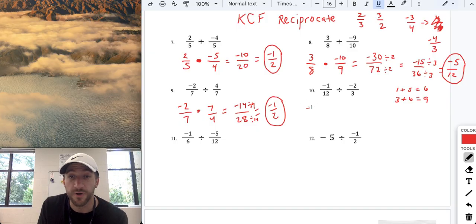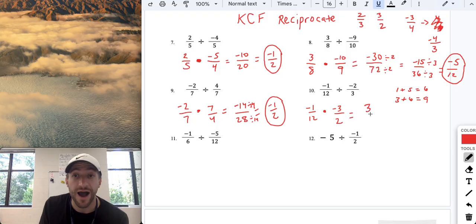Next one, I'm going to rewrite it as a multiplication problem. Negative 1/12. Keep it the same. Division becomes multiplication, and then flip the second fraction. So I end up with negative 1 times negative 3 gives me positive 3. 12 times 2 gives me 24. Now I'm going to simplify it down to, let's see, 3 goes into both of those, so I can simplify it down to 1/8.